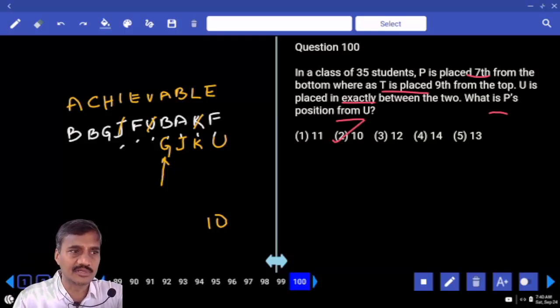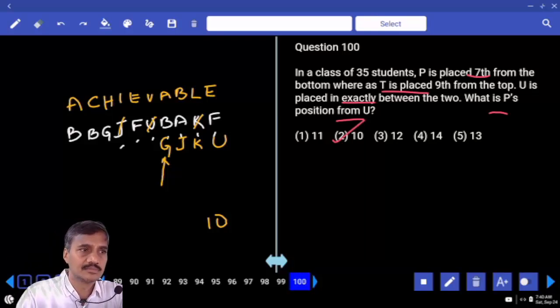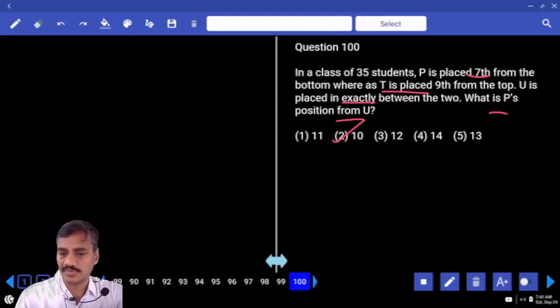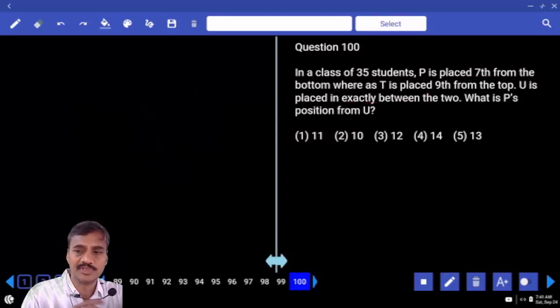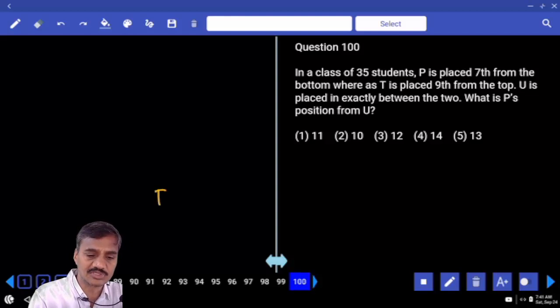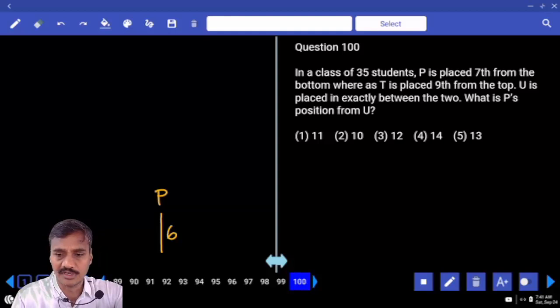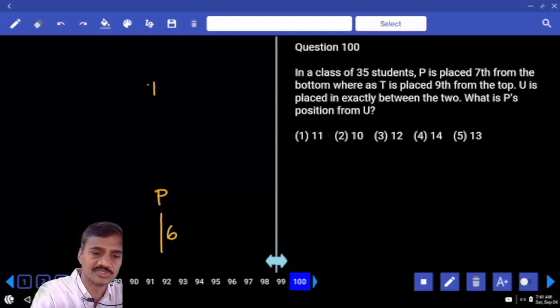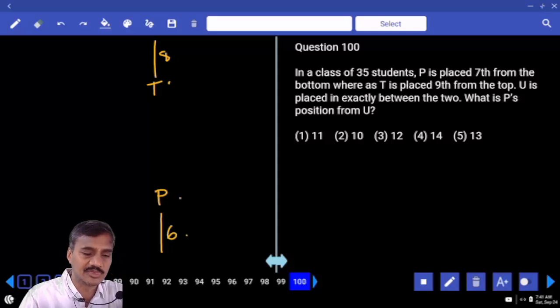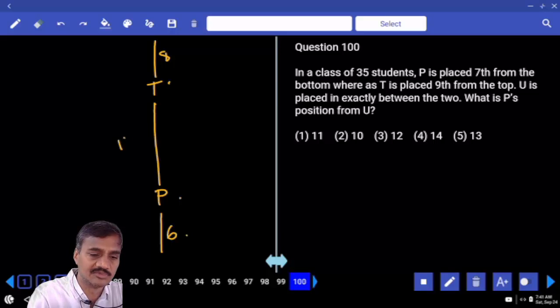Did you follow, ma'am? Shall I draw the diagram? Let me draw the diagram. Then total how many? 35. P is placed 7th from the bottom. P is here, there are 7, which means there are 6 persons below this P. And next, T is placed 9th from the top, this is 9. How many persons are there? 8. 8 plus 1, 9 are done, 10 plus 6, 16 are done. Out of the total 34, if 16 are done, how many are still left? 19 members.